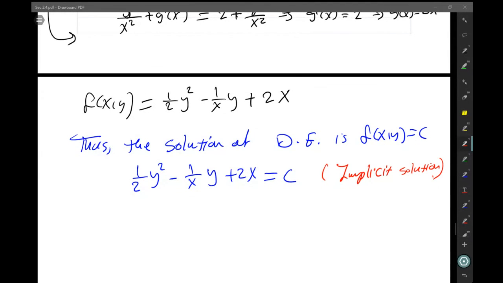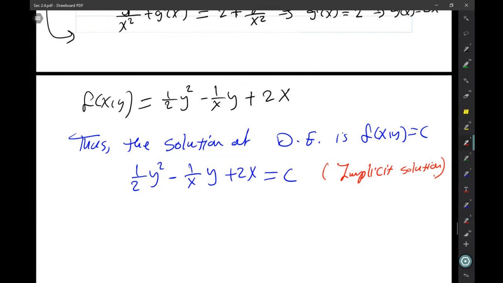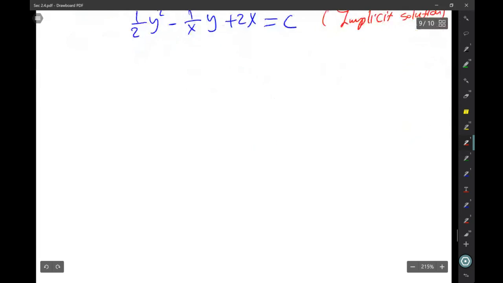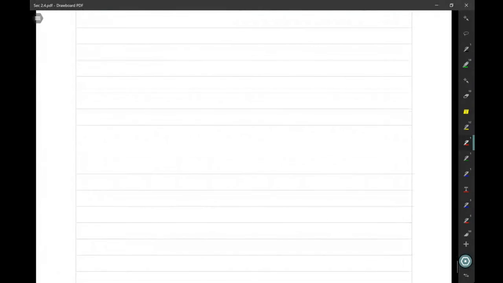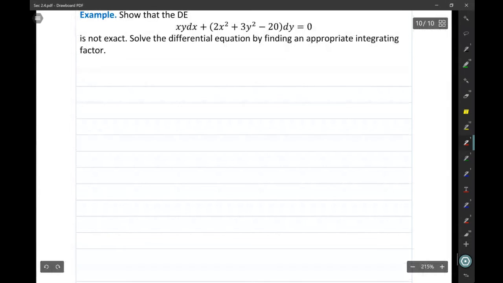Any question for this example? Is it clear now? Any question for this example? All right, we still have around 8-9 minutes to do the next example. It's very short, we can do it quickly.